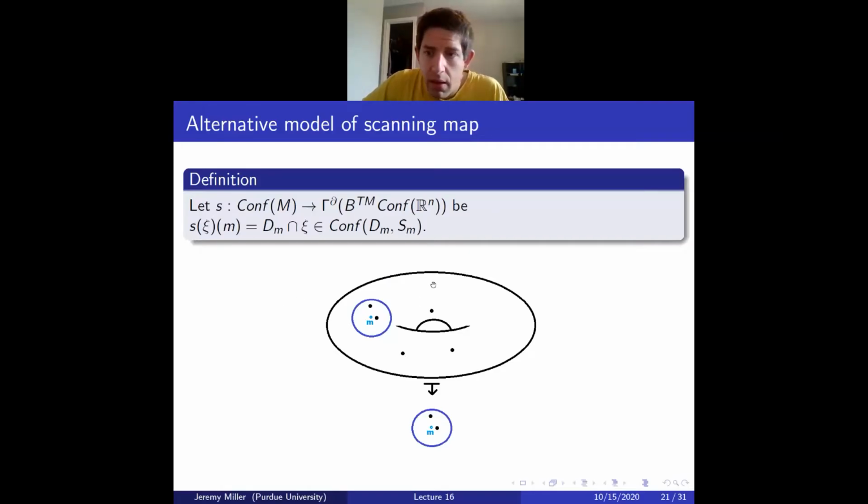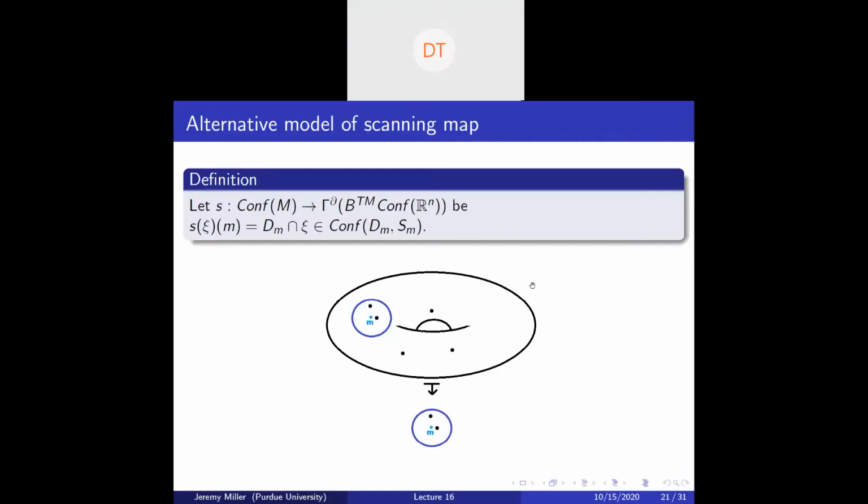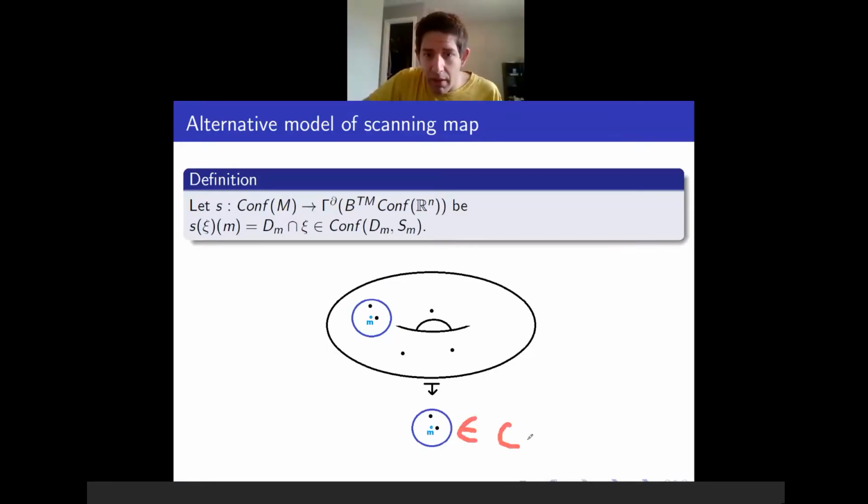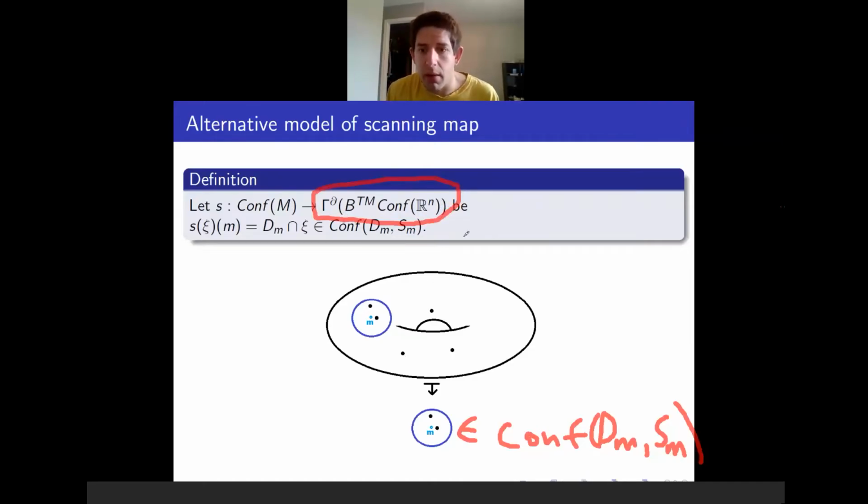You see again where you send those, like say you get those 2 points, then what do you do with those? Oh, then you're done, because the scanning map gives an element of the configuration space of D^m relative to S^(m-1), and that's what the fiber is. So I've changed the codomain of the scanning map to be that space. So now it's going to sections of a different bundle.